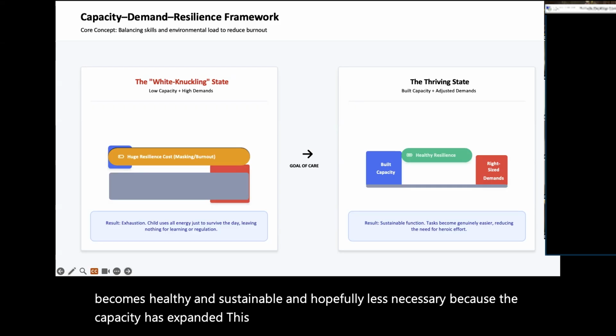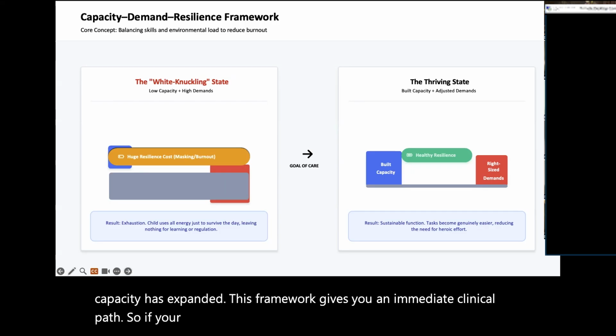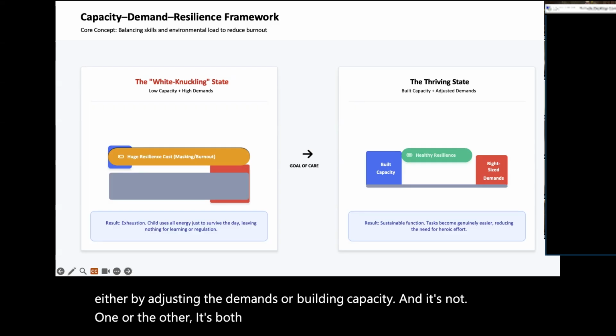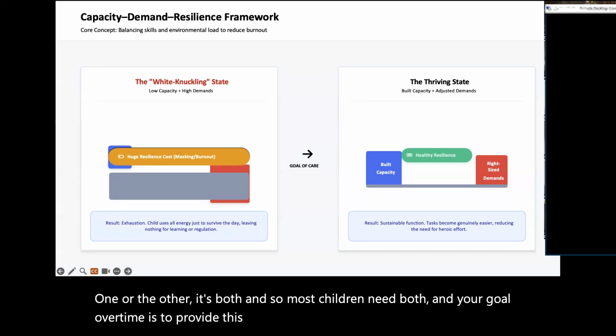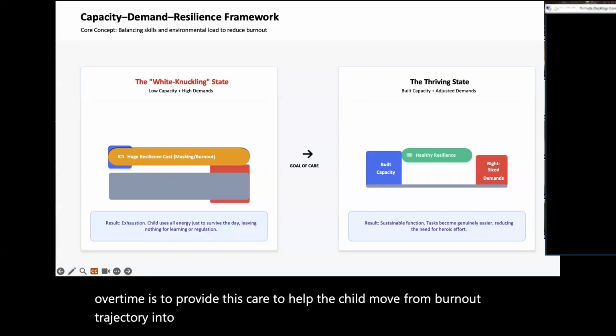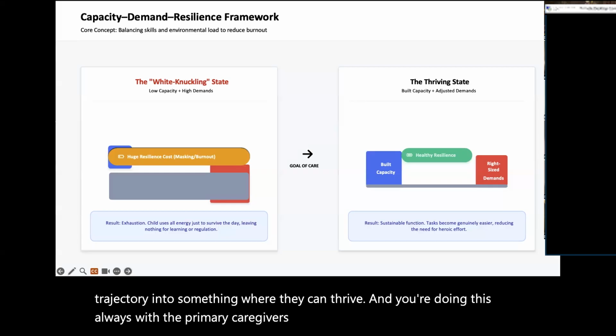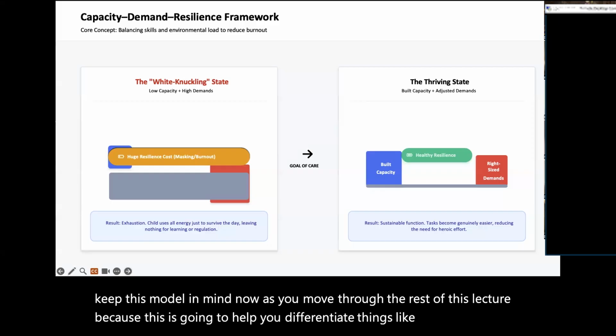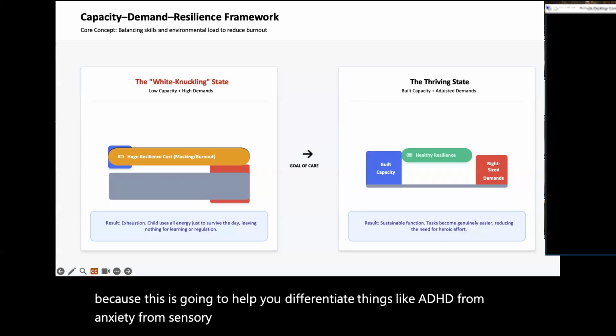This framework gives you an immediate clinical path. So if the child that you're seeing is struggling, you can intervene either by adjusting the demands or building capacity. And it's not one or the other, it's both and. So most children need both. And your goal over time is to provide this care to help the child move from burnout trajectory into something where they can thrive. And you're doing this always with the primary caregivers, parents and the like, coming along. Keep this model in mind as you move through the rest of this lecture, because this is going to help you differentiate things like ADHD from anxiety, from sensory overload, from oppositional behavior, and maybe underdeveloped skills from misbehavior.